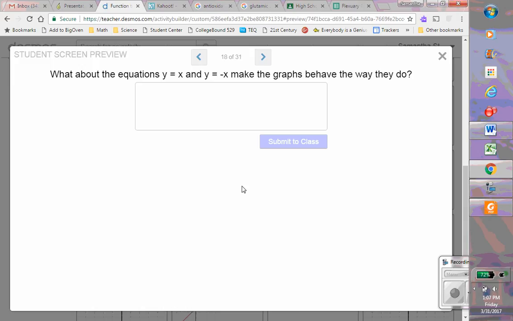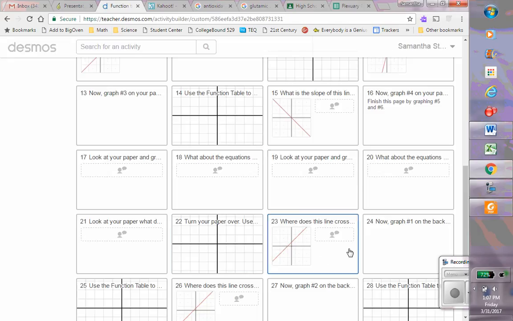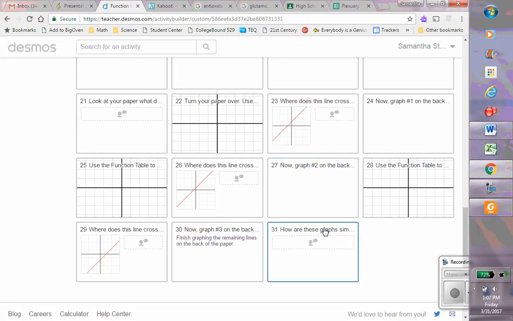I asked them a couple other questions. What about these equations make the graphs behave the way they do? So to get them to look and see the difference between the positive and the negative m that is on the coefficient.